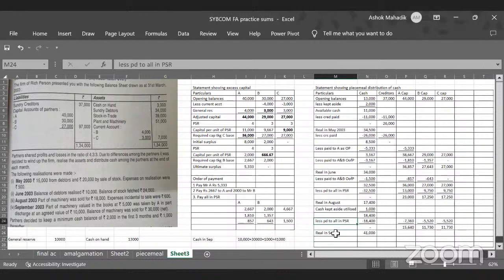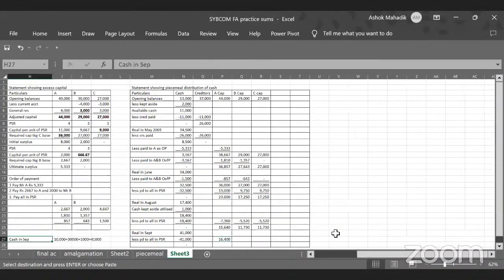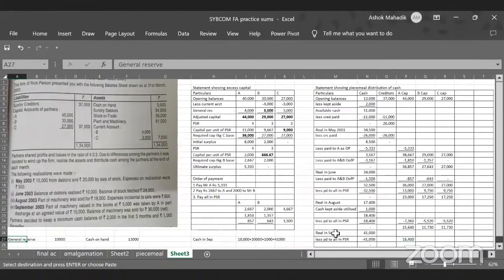Again, we will pay all in PSR. 41,000. Okay, so the balance will be 0. I will distribute this 41,000 in their PSR. So 41,000 into 4 by 10 for Mr. A. For B it will be 3 by 10. Same for C.